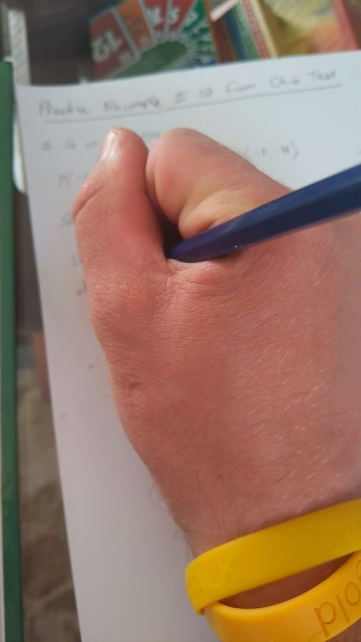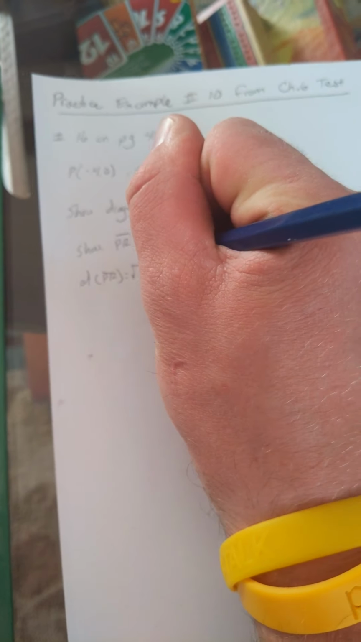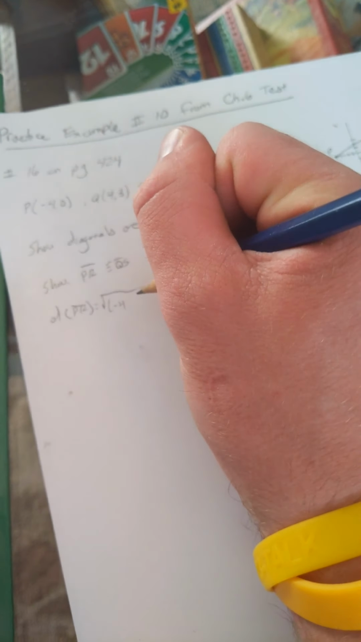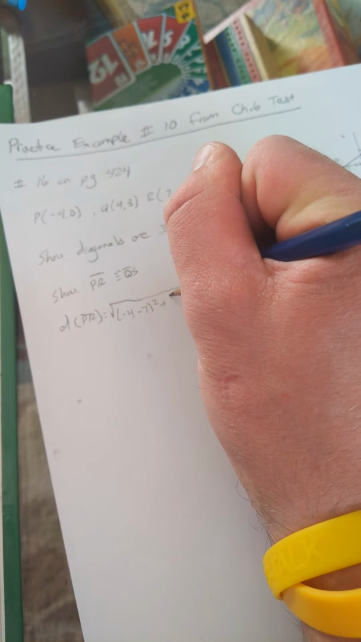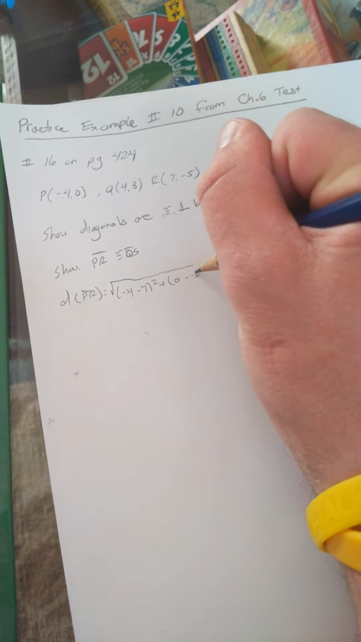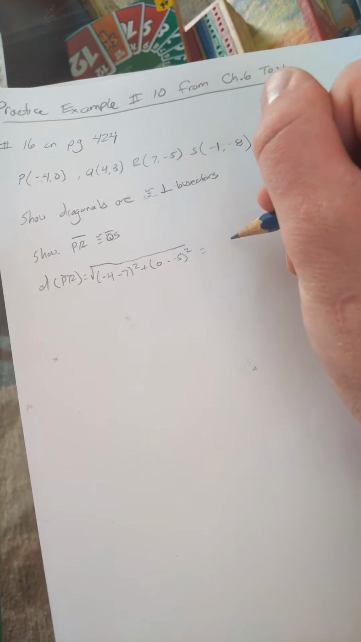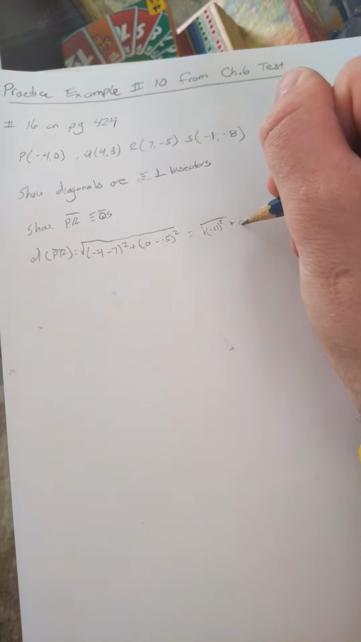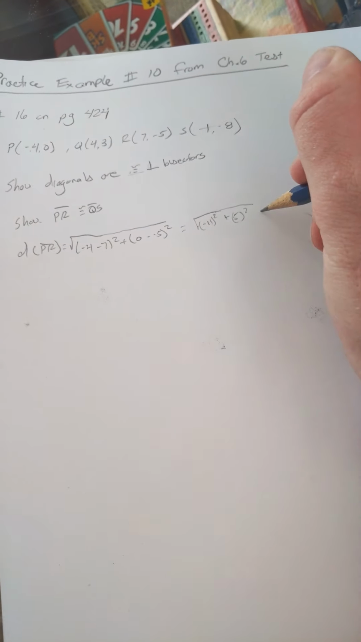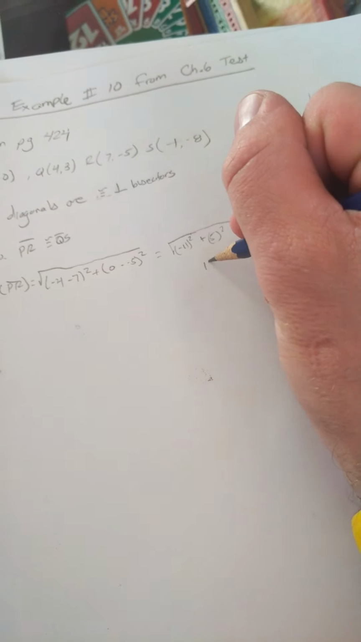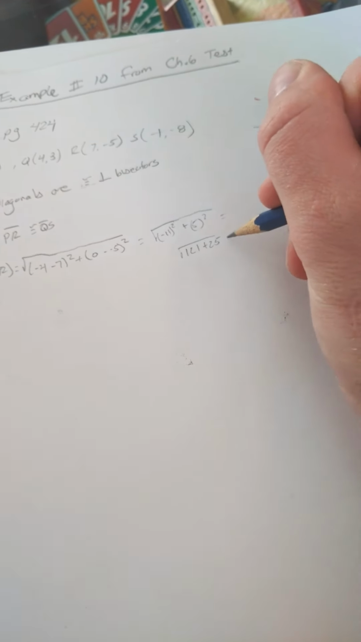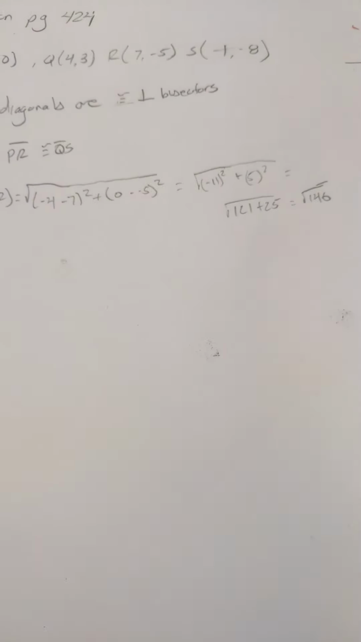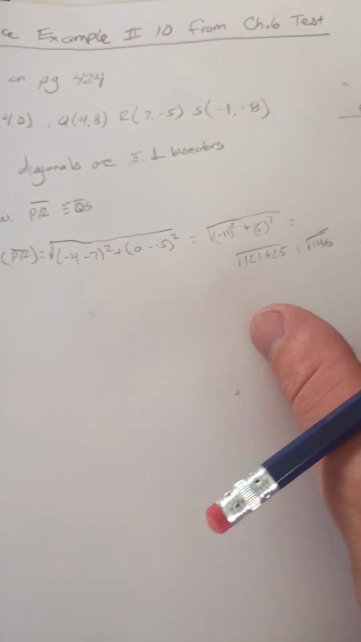So the distance of PR equals the square root of -4 minus 7. And we're just going to fill in how we would fill out our distance formula. -11 squared plus 5 squared equals 121 plus 25, which is the square root of 146. We don't have to simplify the radical. We just need to show that QS is also the square root of 146.